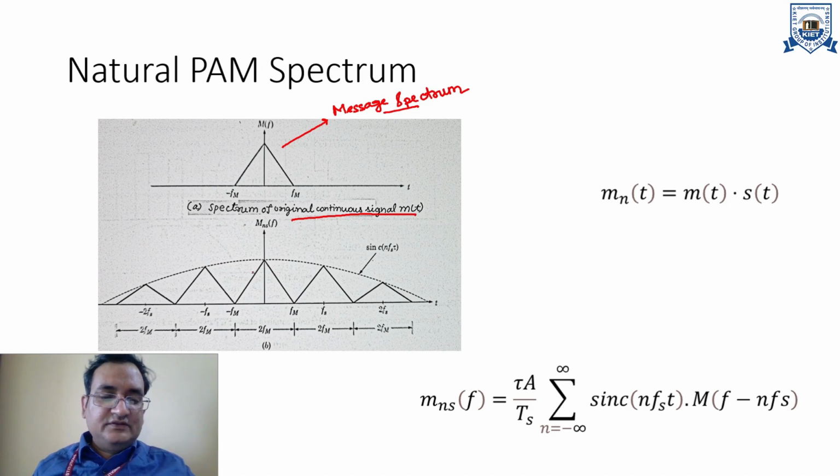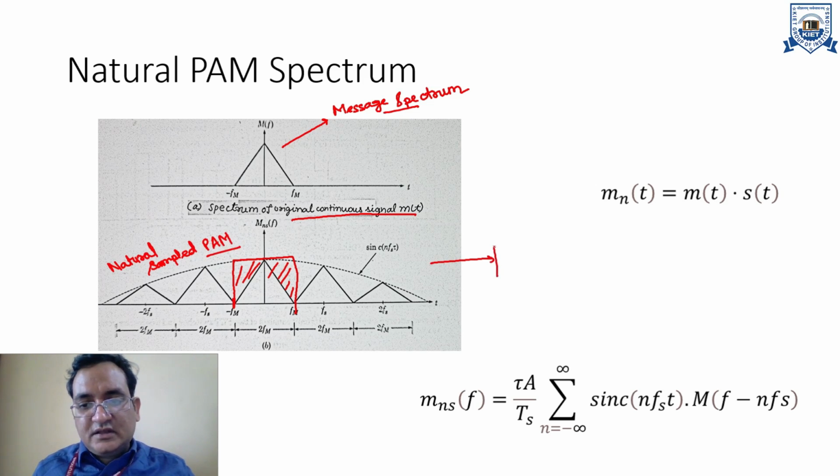Once you have obtained the pulse amplitude modulation, you will clearly see that in this part of the spectrum you have your message. So how can you recover it from this section? With the help of a low pass filter. This is the answer. You can recover your original message from the natural sampled PAM with the help of a low pass filter. You apply this signal to an LPF, so you will get your message directly.